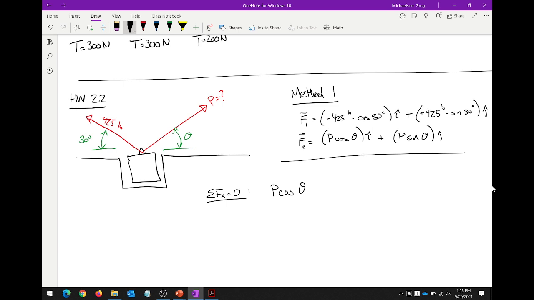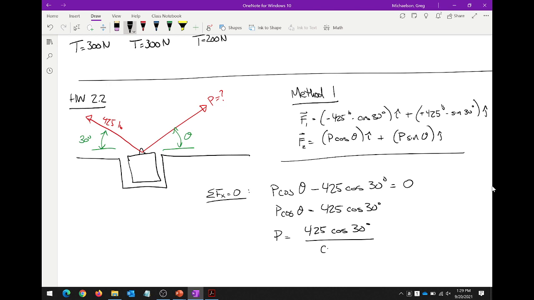So P cosine theta minus 425 cosine 30 equals 0, right? Now we can handle this a number of different ways, but what might be the easiest way is to solve for P. So we could say P cosine theta equals 425 cosine 30 degrees. Right? We could do that.